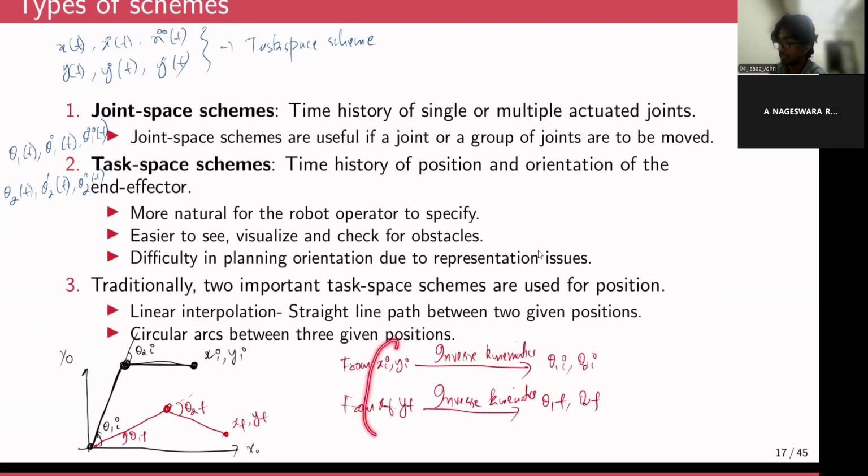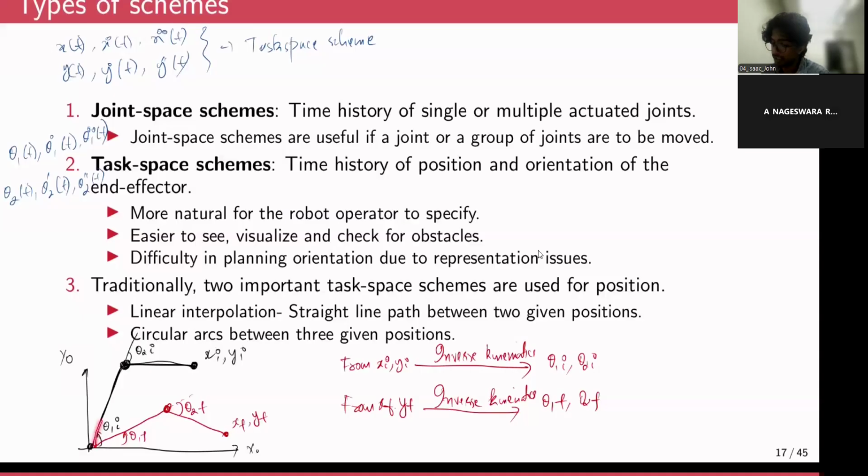You begin with task space variables, initial and final. You perform the inverse kinematics. You obtain the initial positions of all the joint variables. You obtain the final positions of all the joint variables. Then you do the trajectory planning so that you will be getting all the intermediate positions as a function of time.